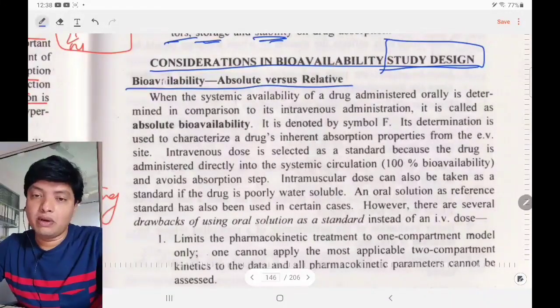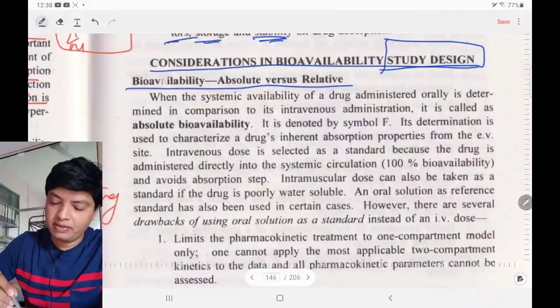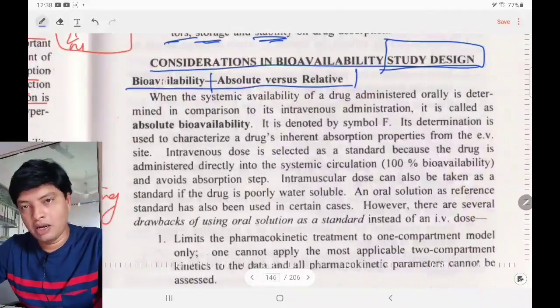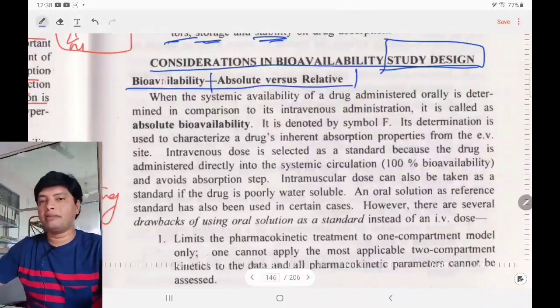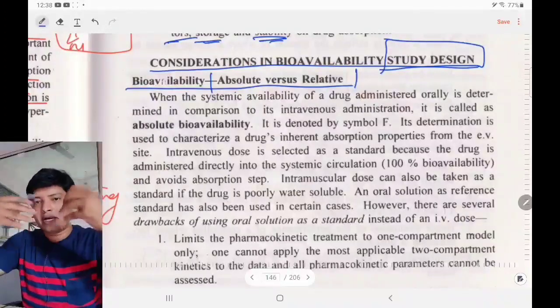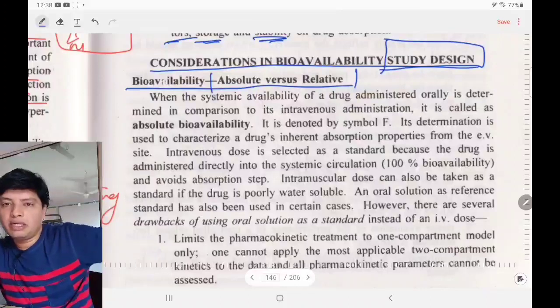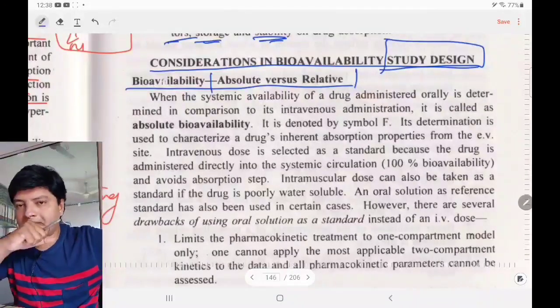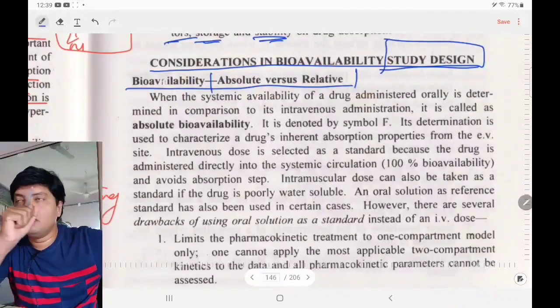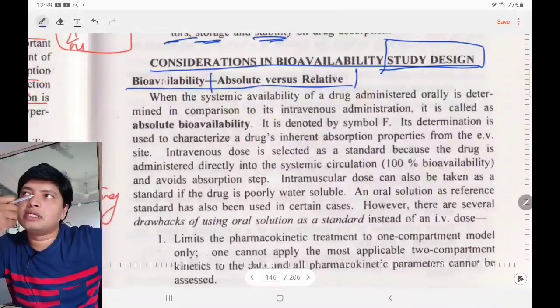For that, bioavailability is divided into two types, that is absolute bioavailability and relative bioavailability. What do you mean by this? To conduct bioavailability studies, what are the things you need to consider while designing the bioavailability study? How will you design it? How will you conduct it? How will you see the bioavailability study?